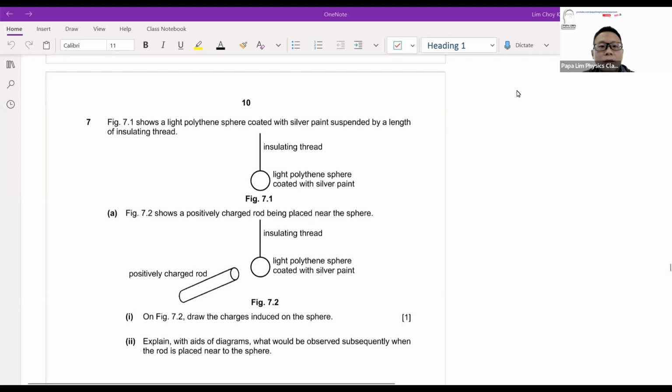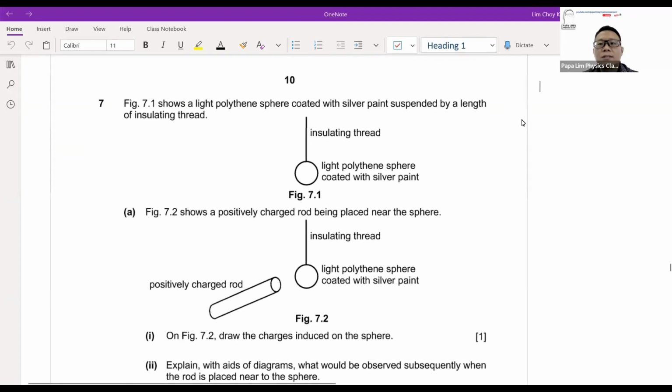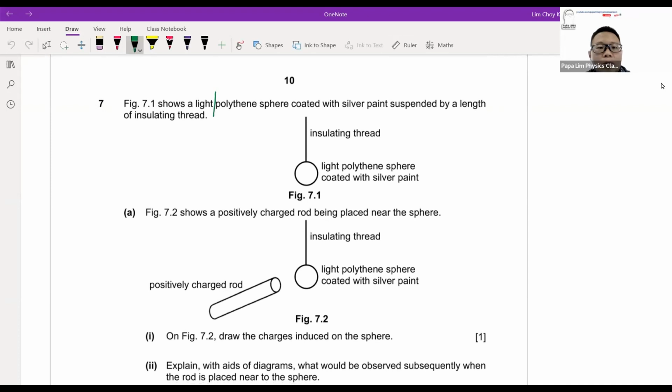Now let's look at question 7 here. You'll find that it's actually a classic example, quite a common example, where we use a polyethene sphere. Normally, a polyethene sphere is quite obviously always an insulator. So if you're looking at electrostatics, insulator means the charges cannot move. But what's interesting about this question is that the setter actually coated it with a layer of silver paint.